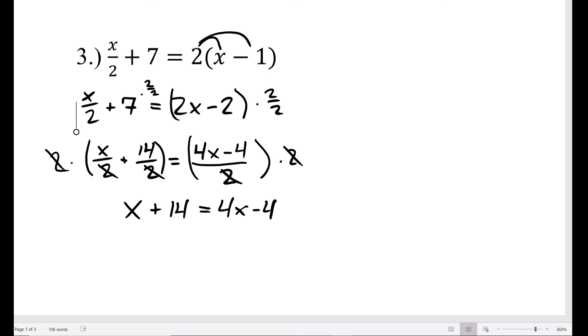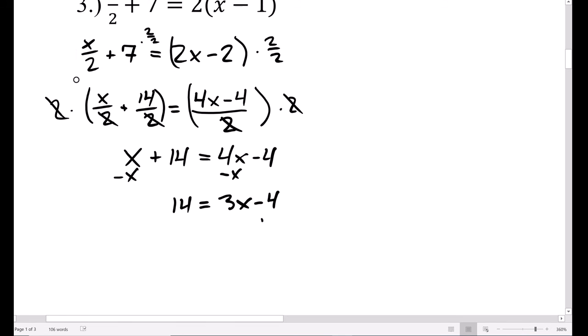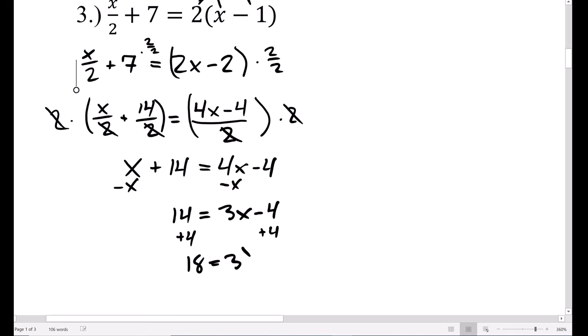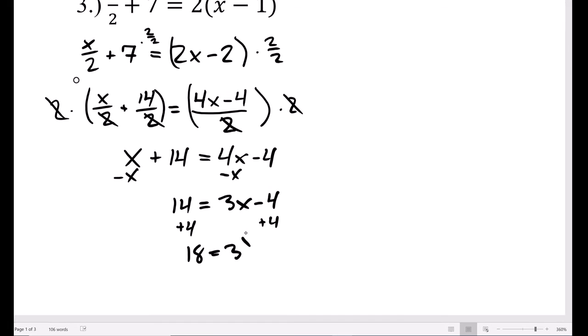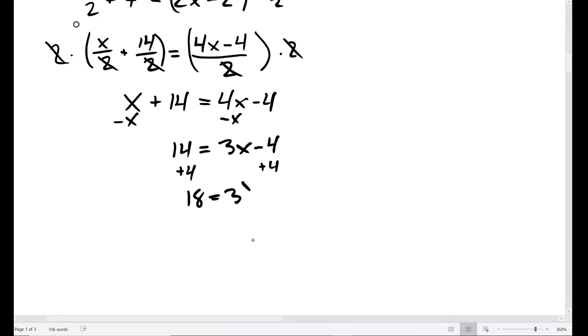Now I want to get all the variables to the same side, subtract the x over, and I get 14 equals 3x minus 4. Add 4 to both sides. That gives me 18 equals 3x. There we go. 18 equals 3x, and then lastly divide by 3 to get 6 is equal to x.